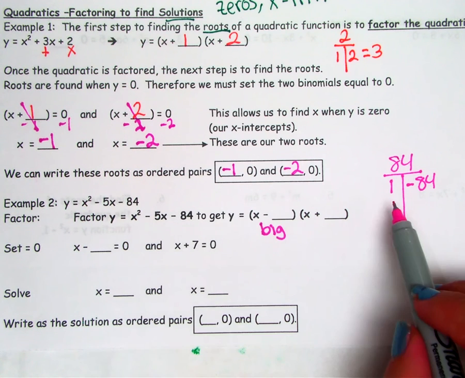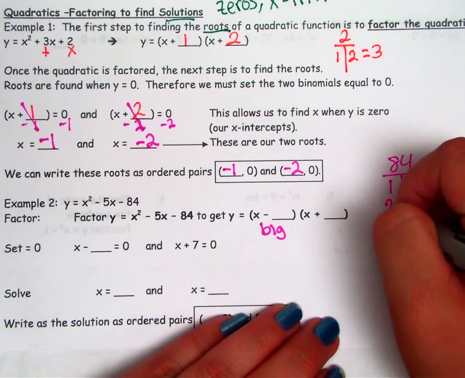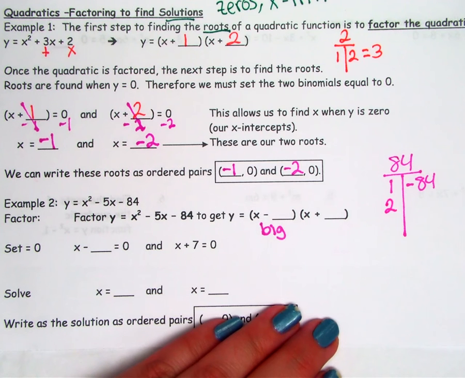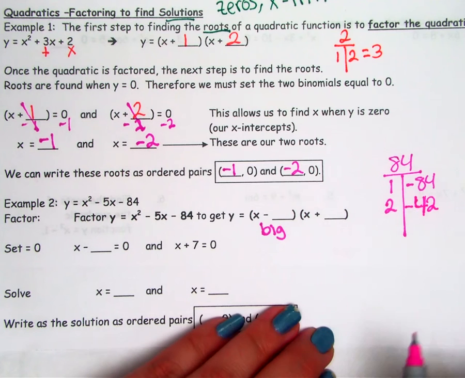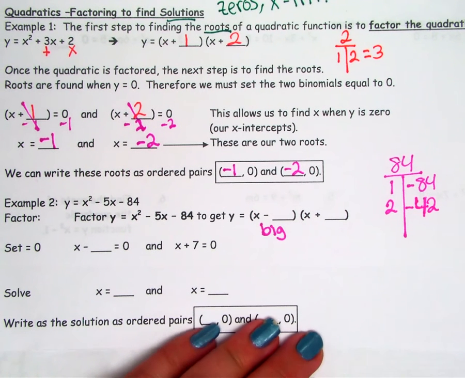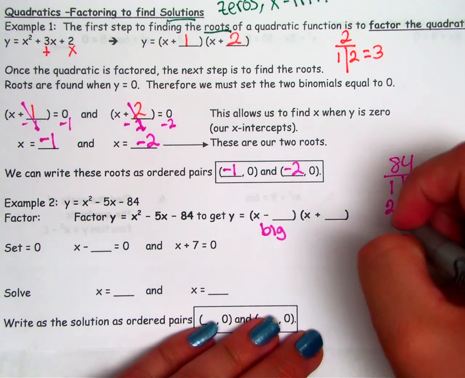So, after 1 comes 2. So, 2 and what number will work? If you're not sure, you can always just get a calculator and divide by 2. If you did that, you should get a negative 42. Or a positive 42, and just make it negative. After that, you try 3. And 3 gives you a positive 28.